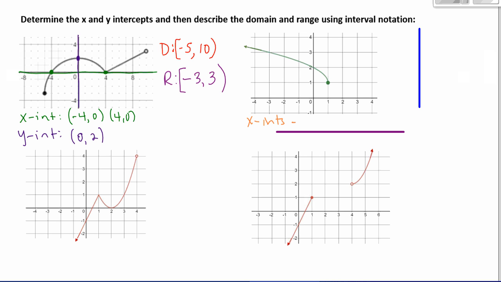X-intercepts, there are none. Y-intercepts, right here. Looks like (0, 2).